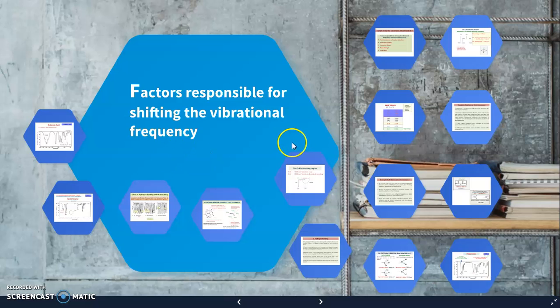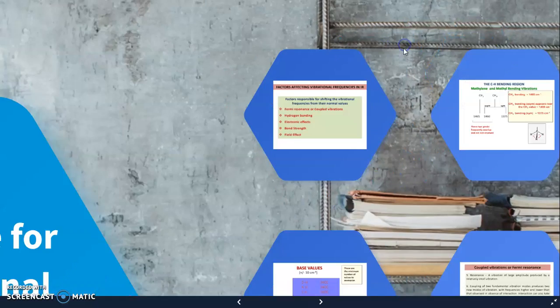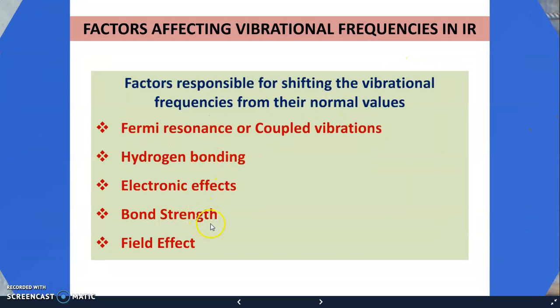So here we studied the factors responsible for shifting the vibrational frequency: first, Fermi resonance, and second, hydrogen bonding. The rest of the factors, that is electronic effect, bond strength and field effect, we will discuss in the next lecture. Thank you.